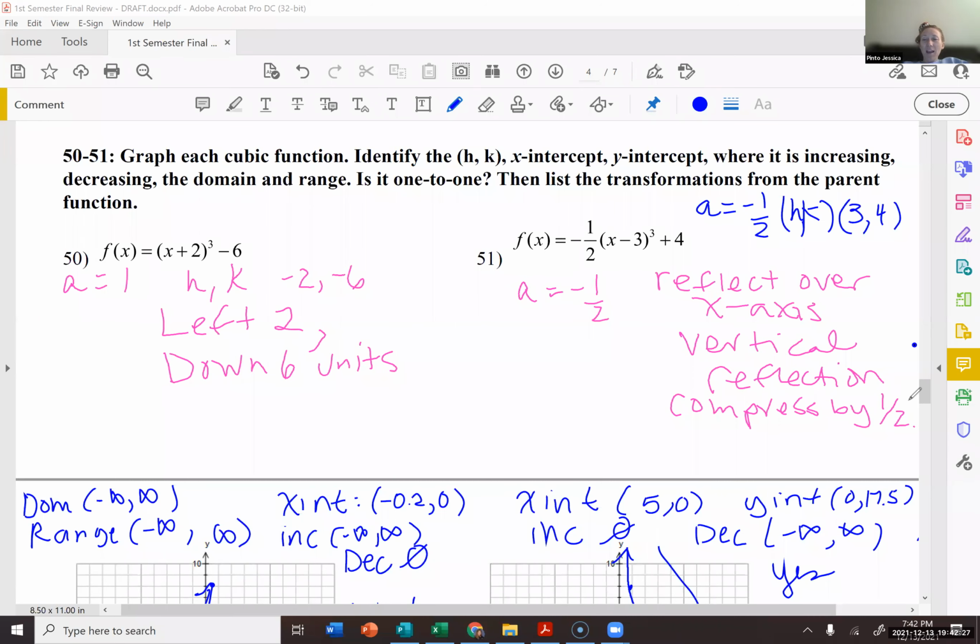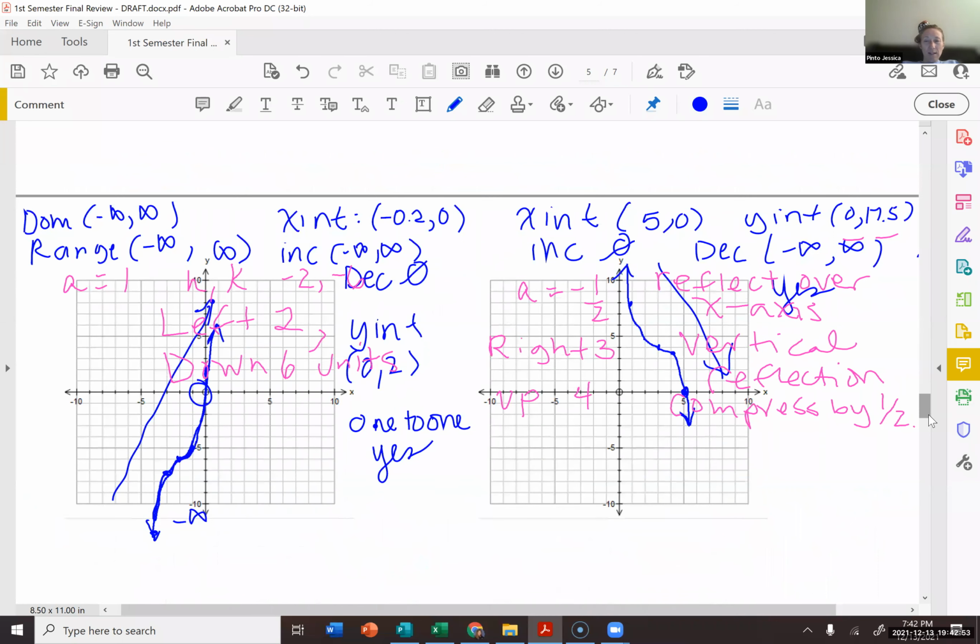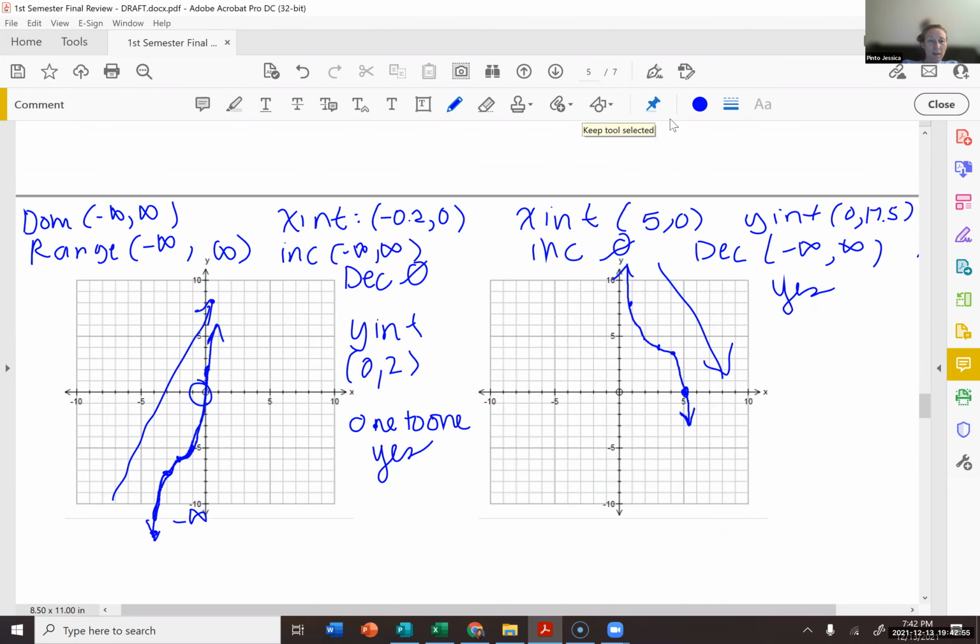And then for the H, K, this time the 3, that's positive. So I move to the right 3. And the K is positive also. So now I move up 4. Those transformations are just listing how A, H, and K change the shape of the graph. I haven't graphed the parent on any of these, but yes, I can see here that I moved to the left 2 and down 6. That looks pretty clear to me.